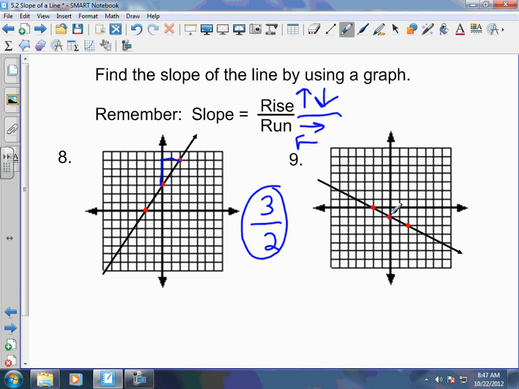Let's look at the next one. How many do I go up? 1. My top number is 1. How many do I go over? 2. My bottom number is 2. Now look at my line. It's negative, so this is -1/2. Pretty easy.